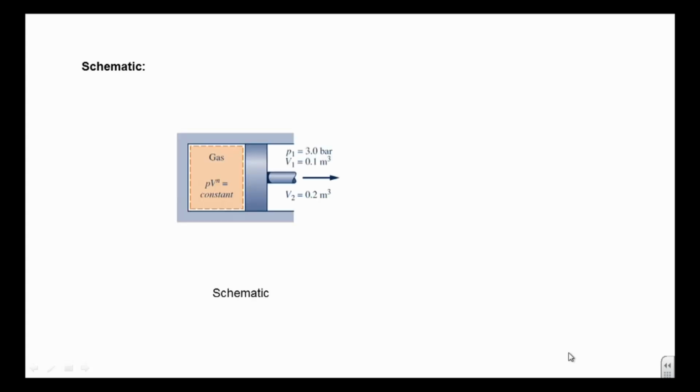The next step in the solution is to develop a relevant schematic. In this case, it was provided to us. However, let's highlight a few key pieces of information which will help guide our solution. The first thing to note is there is no mass entering or leaving the piston cylinder. This immediately suggests that a closed system approach is appropriate.